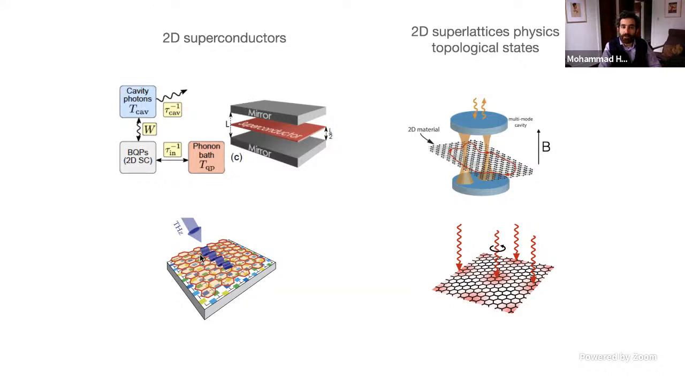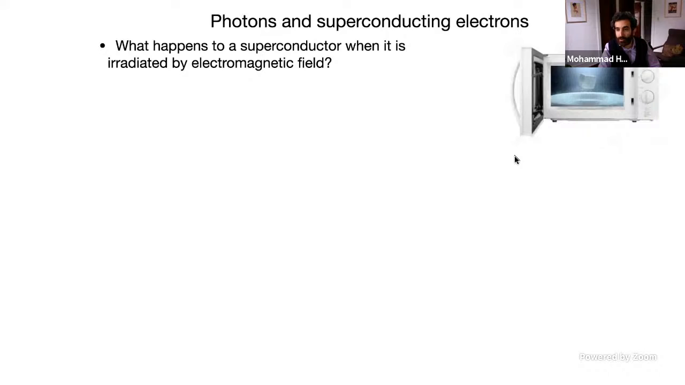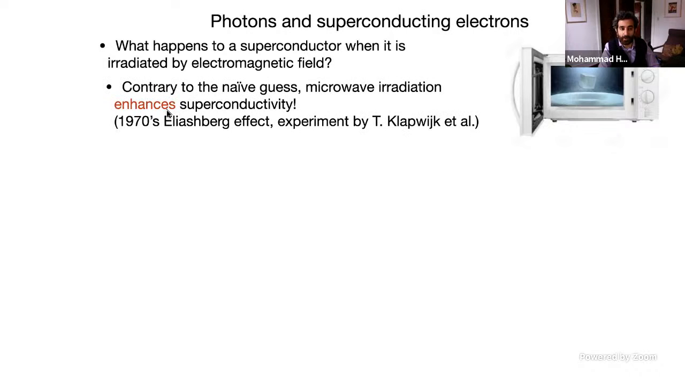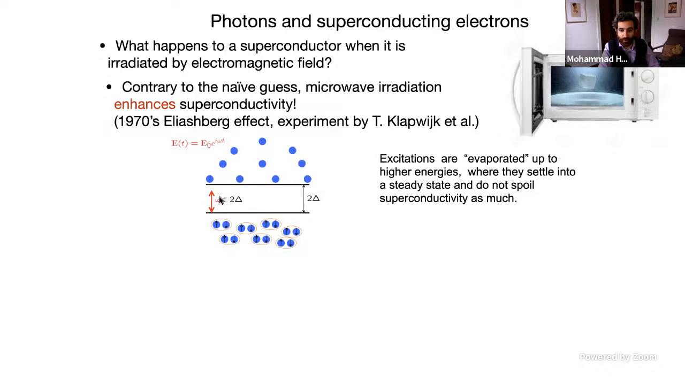So one part is on superconductors. Can we enhance superconductivity using light? So usually, if you shine light on a superconductor, you destroy it, but that's not really true. This was known since a long time ago, and it's called the Eliashberg effect. If you shine some microwave radiation on a superconductor, you can actually enhance it. You won't destroy it. And this can be understood in a very simple way.